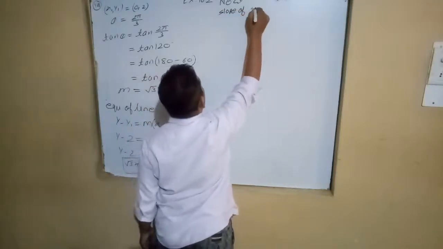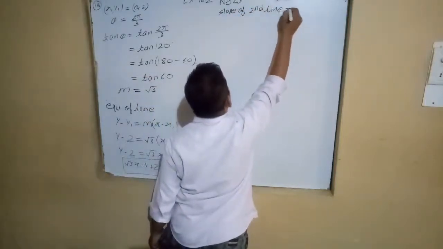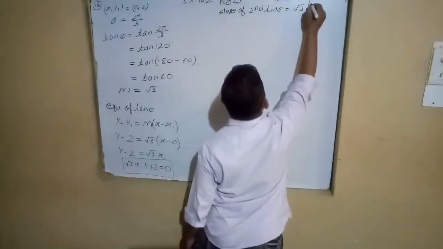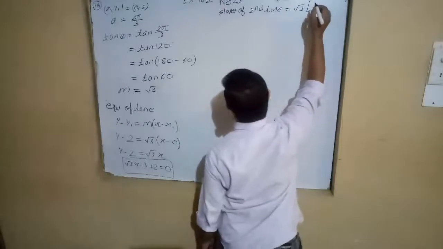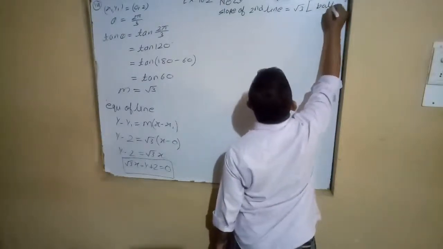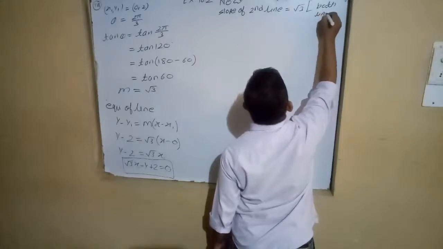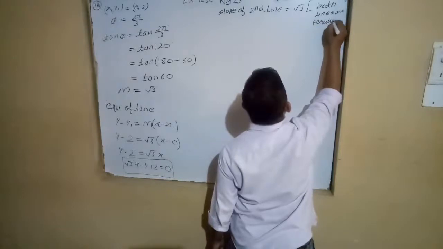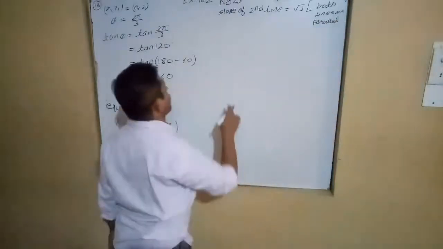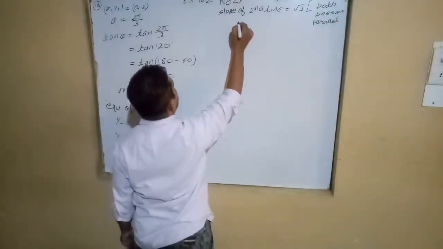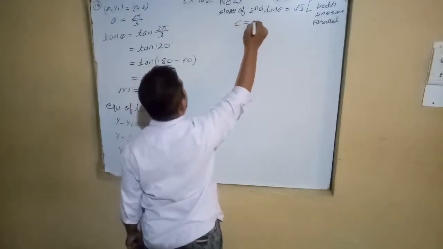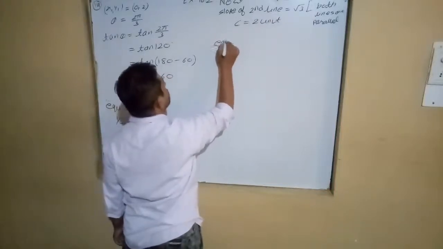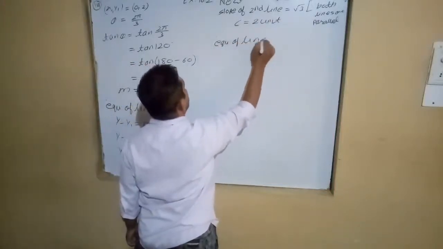Slope of second line is equal to root 3. We can write this because both lines are parallel. Okay, so slope of line we write, and then intercept is given. So c is equal to what? 2 unit. Then therefore equation of line, how can we write?